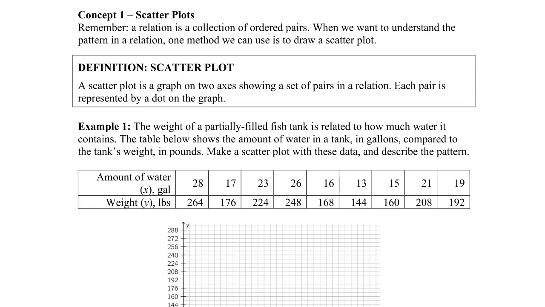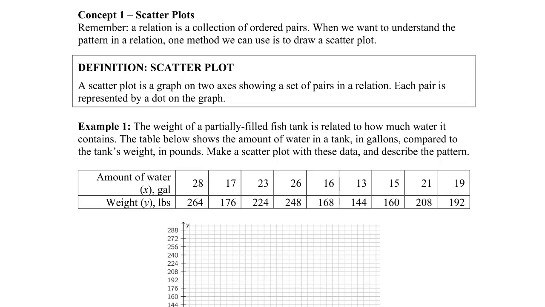If we have pairs of values, our most basic way of visualizing them is what's called a scatter plot. A scatter plot is a graph on two axes that shows the set of pairs in a relation. So it shows a set of pairs of values that we believe are related somehow. Each pair is represented by a dot on the graph. We're going to make a scatter plot by hand right now.